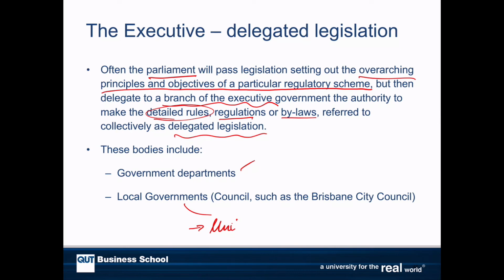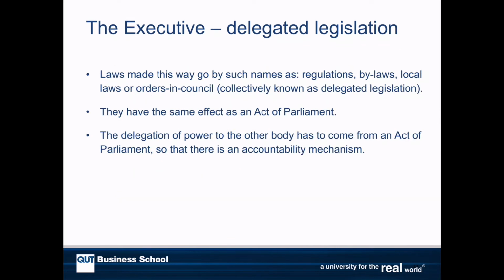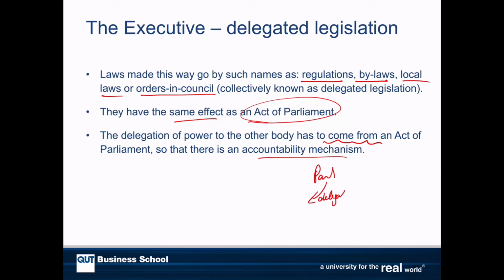That's called delegated legislation. As we've said, different terms can be used: regulations, bylaws, local laws, orders in council, they're all delegated legislation. They do have the same effect as an Act of Parliament. However, they only have power to make a law if it's delegated by an Act of Parliament. So there's an accountability mechanism. Parliament delegates a small area of lawmaking to this body, and so this body is accountable back up to Parliament and then back to the people. That's the democratic link.